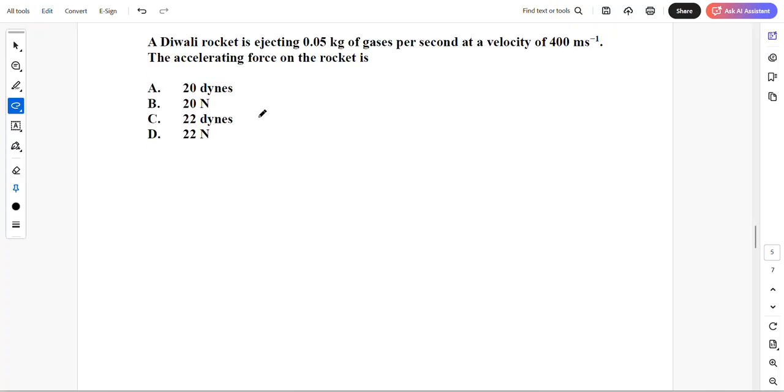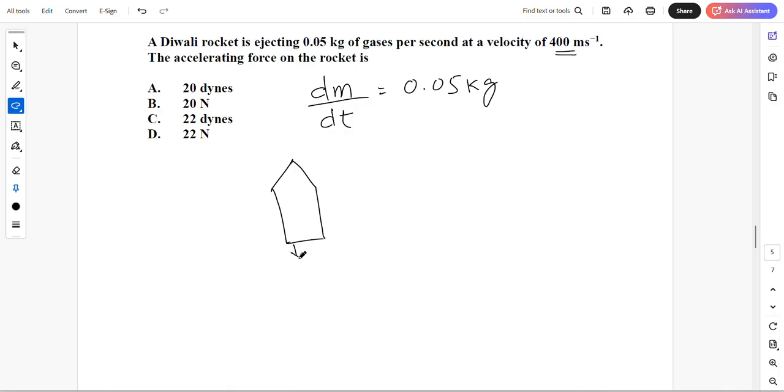Next, we'll see this one. A Diwali rocket is ejecting 0.05 kg of gases per second at a velocity of how much? 400. What is given? dm by dt is given. That's equal to 0.05 kg. This is the rocket. It is ejecting gases. This is the relative velocity. Vr is equal to 400 meters per second. The accelerating force on the rocket is, you are supposed to calculate the upward thrust, Ft.